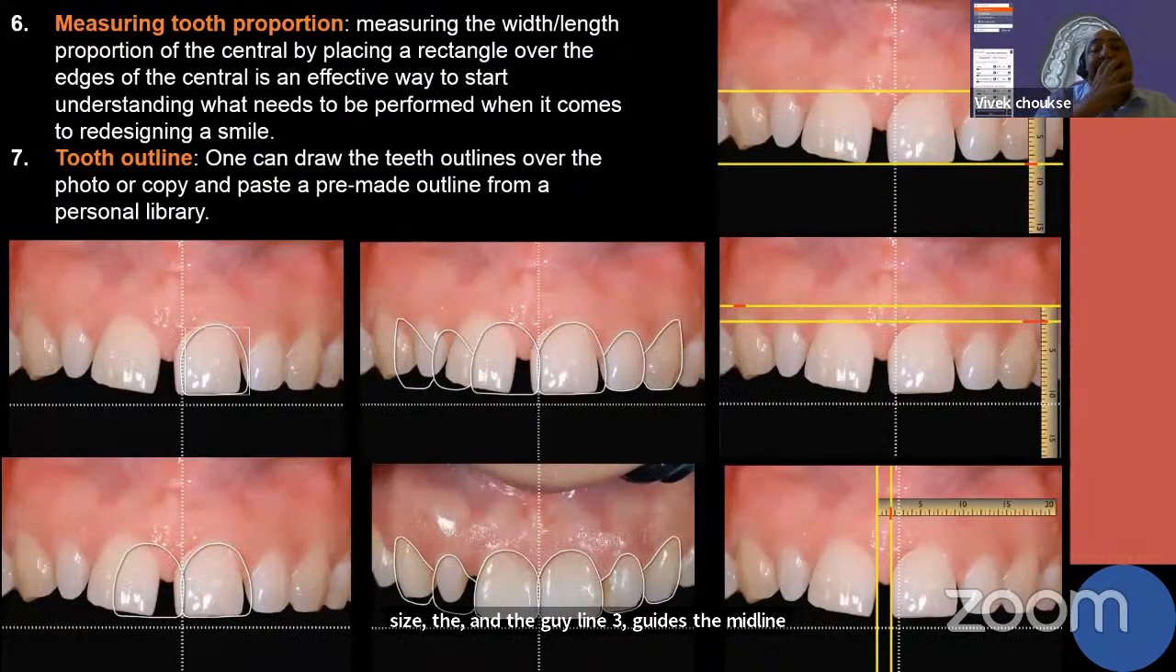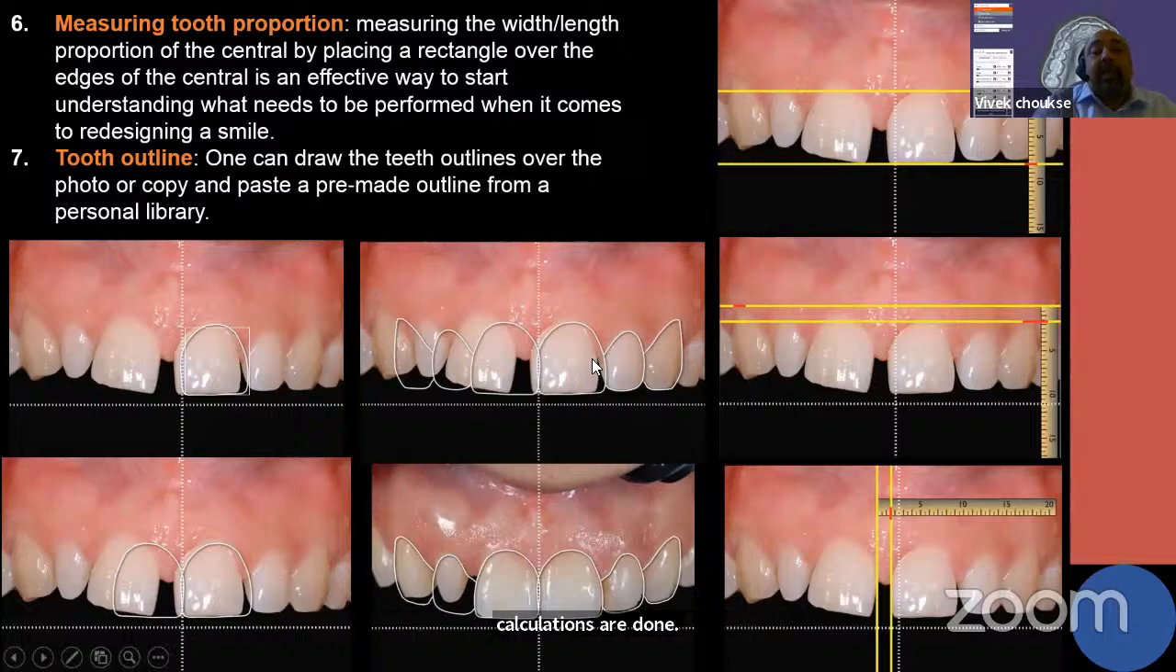These lines are subjected to the digital ruler. The digital ruler is usually calibrated through the actual length of the central incisors, either directly from the patient's mouth or from the models which we have taken, and further calculations are done. Here you can see different outlines can be subjected to the photographs, and different measurements can be done on the photograph through these digital rulers.